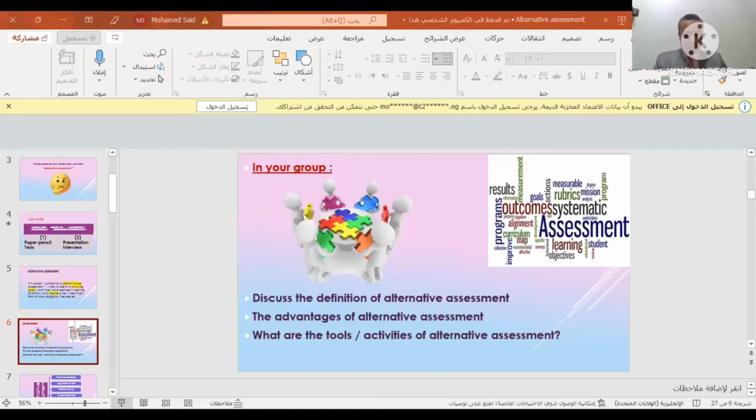So now we're using the chat box to write the advantages of the alternative assessment. Why should the teacher use these kinds of assessment? Why shouldn't we use traditional ways, just pencil and quizzes and choices and true and false and so on? Okay, Mr. Ali, you can read.